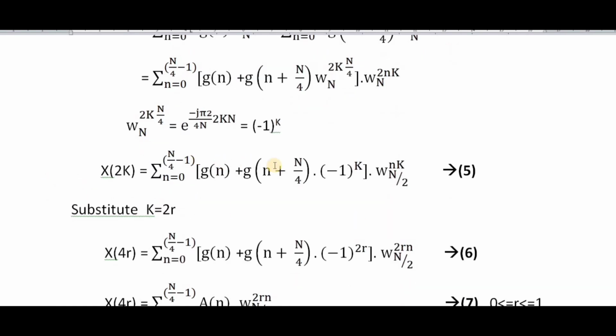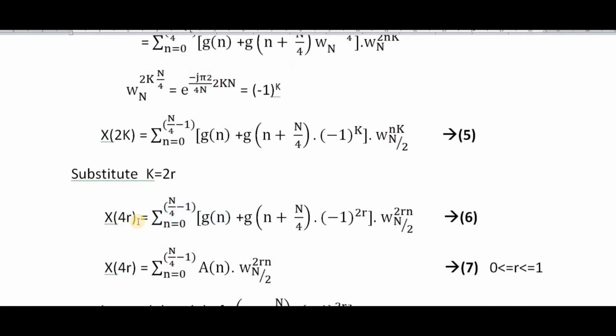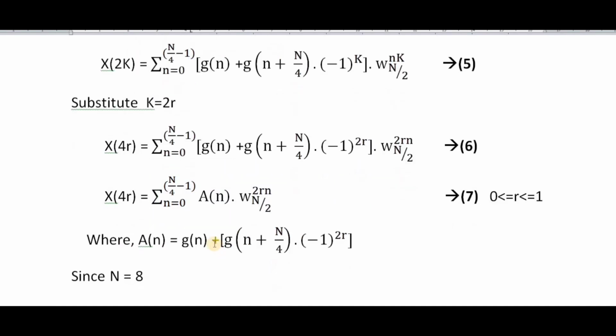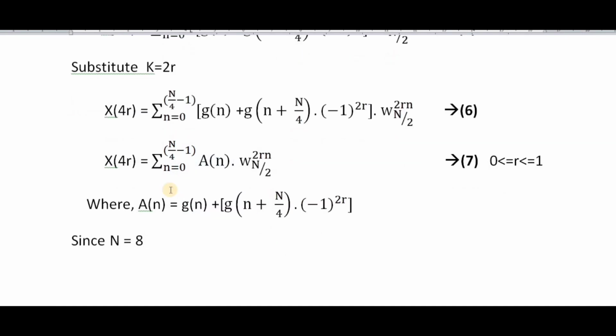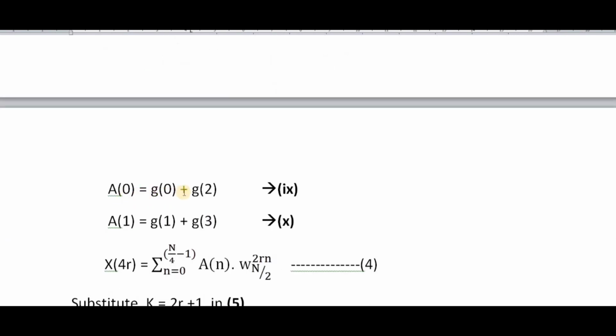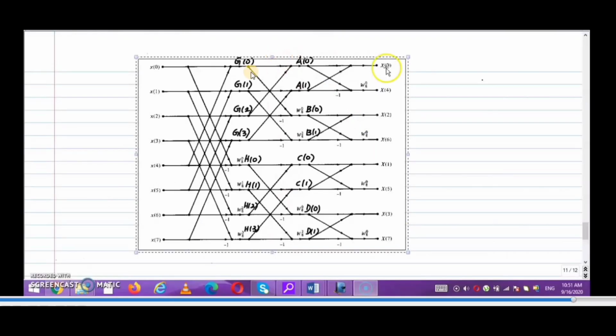So from this equation, I am going to substitute k is equal to 2r. So if we substitute k is equal to 2r, x of 4r is equal to, this becomes 2r, and this also becomes 2r. And I can write x of 4r is equal to the entire term as a of n, and it ranges from 0 to 1. So if we solve, you will get a of 0 is equal to g of 0 plus g of 2, and a of 1 is equal to g of 1 plus g of 3. So a of 0 is equal to g0 plus g2, and what is a1? g1 plus g3.